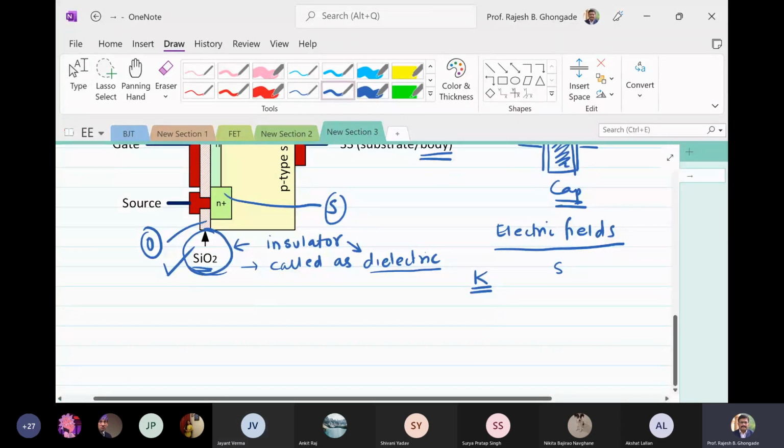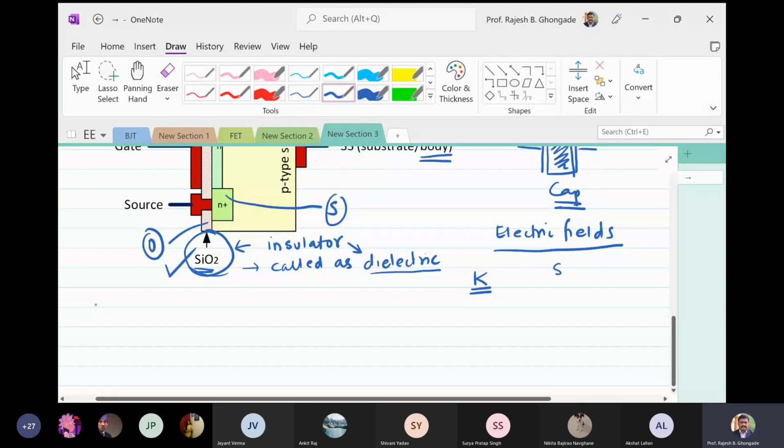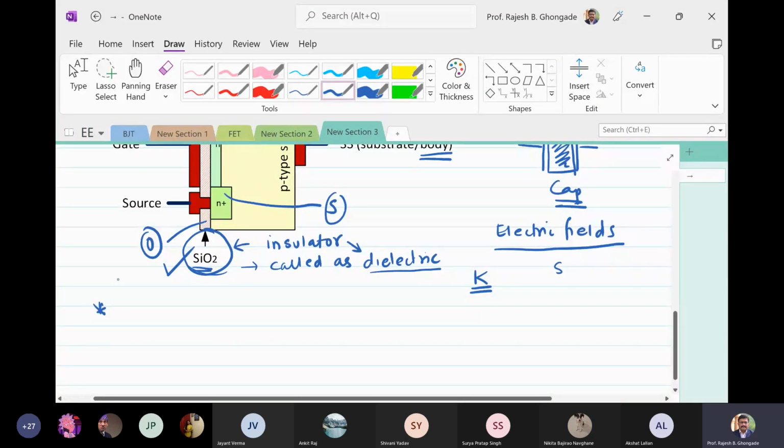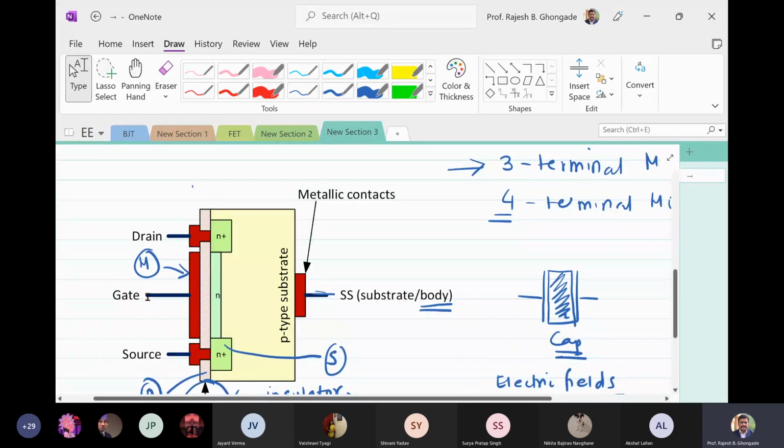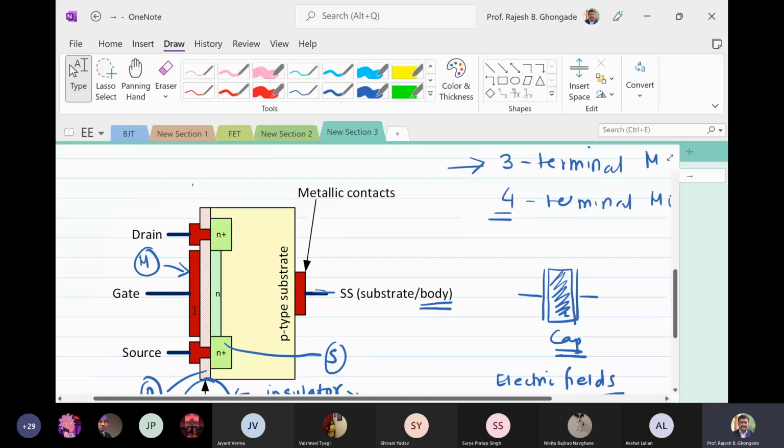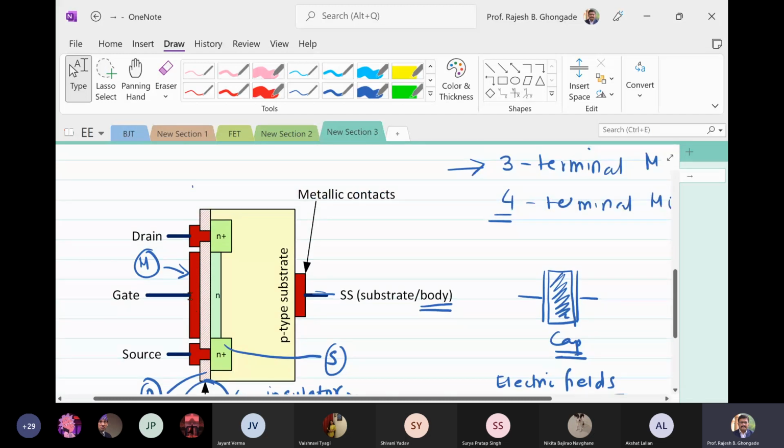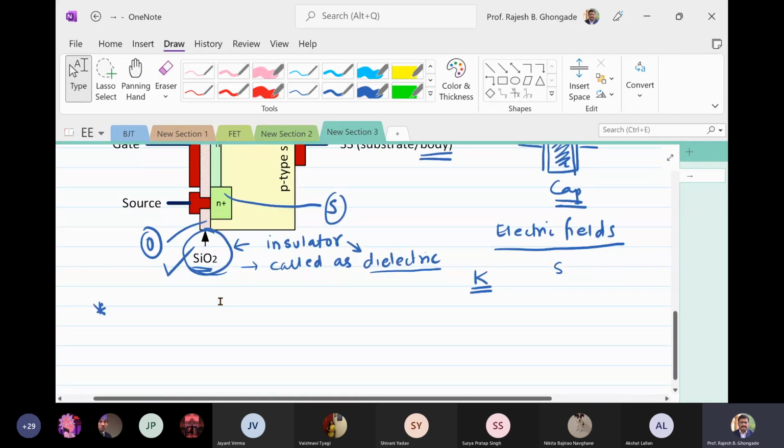The important point to note over here is that there is no direct electrical connection between the gate terminal and the channel. See that it is separated or insulated by this dielectric layer, which is silicon dioxide. So the gate is the metal, you have the insulation here, and you have the N-type material over here. So there is no direct electrical connection between the gate terminal and the channel of the MOSFET.